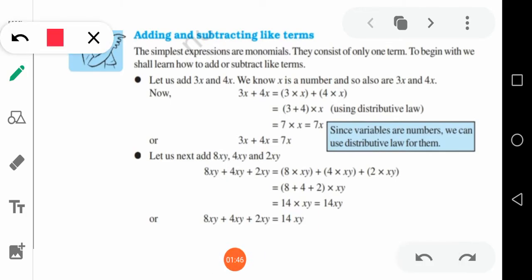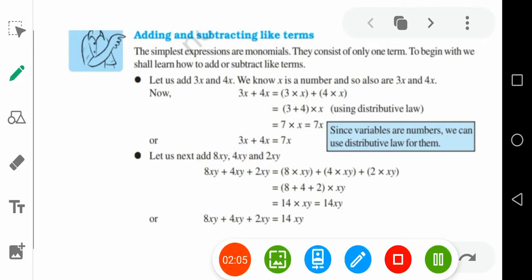8xy, 4xy and 2xy. We are going to add all these terms. First of all, you have to say whether they are like or unlike. Are they like or unlike terms? Yes, they are like terms. Why are they like terms? Because the variable part you can see here is xy, all xy only. So, they are like terms.